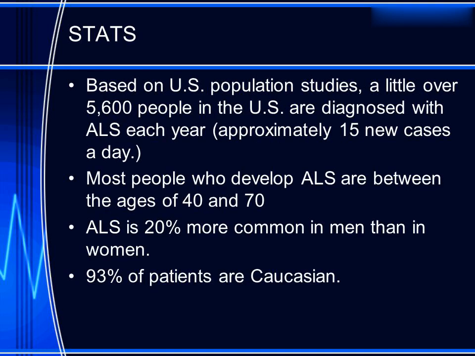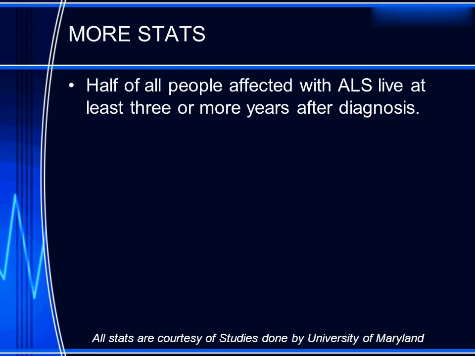Stats. Based on US population studies, a little over 5,600 people in the US are diagnosed with ALS each year, approximately 15 new cases a day. Most people who develop ALS are between the ages of 40 and 70. ALS is 20% more common in men than in women. 93% of patients are Caucasian. More stats: half of all people affected with ALS live at least 3 or more years after diagnosis. All stats are courtesy of studies done by the University of Maryland.